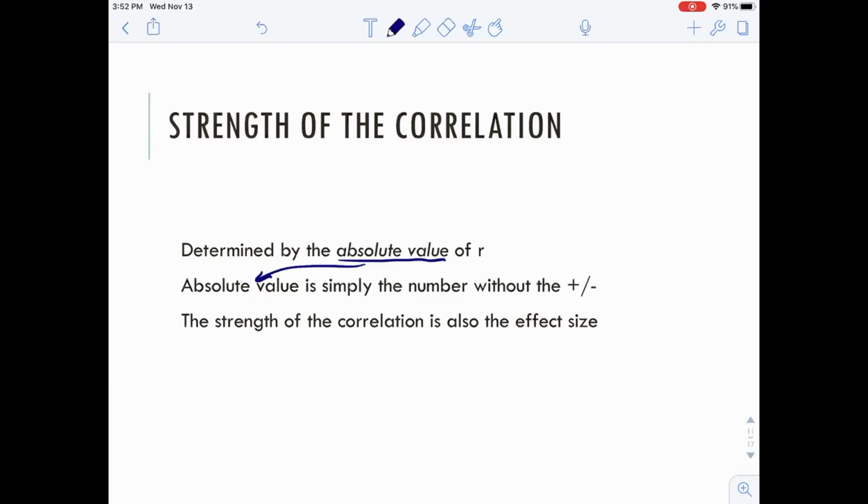So the correlation is the effect size. Now, we know that an effect size that's less than 0.3 we said was going to be weak. Between 0.3 and 0.5, we said would be moderate. And anything larger than 0.5, we said would be strong. That's going to be the same for the correlation.